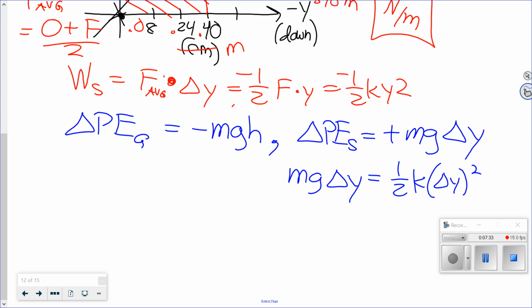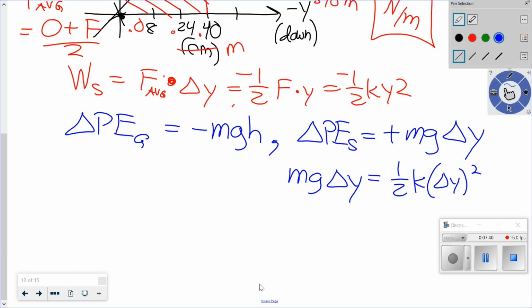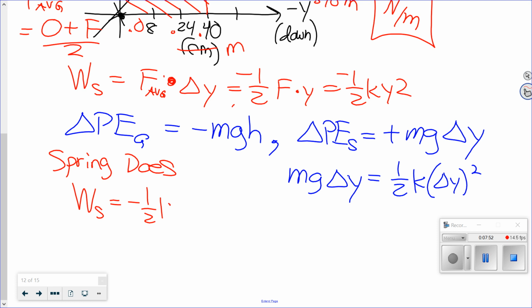Yes, that's right. The spring does negative work, and its change in potential energy is positive.